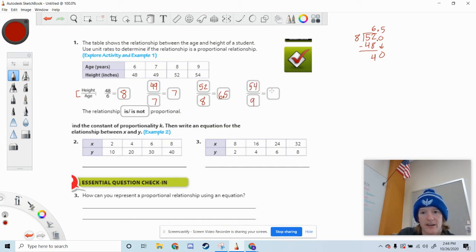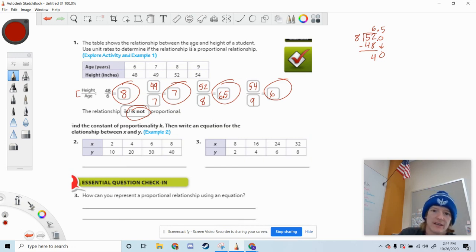54 divided by 9 is 6. Is this constant? No. It is not proportional. Now, if those were all the same number, then it would be proportional. But think about it. Does your age determine what your height is? It doesn't. There might be students who are older or younger that are taller or shorter. They're not proportional. It's not a proportional relationship.